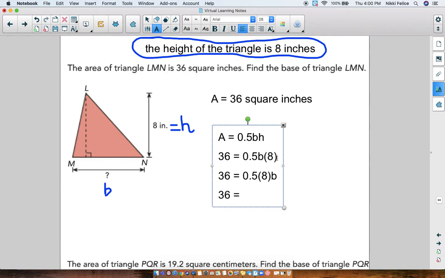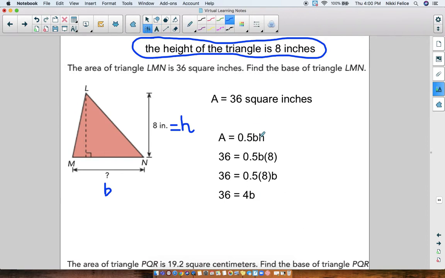So when you multiply 0.5 times 8, we're doing what's half of 8? It's 4. So 0.5 times 8 equals 4. So all I did was combine these two. 0.5 times 8 is 4. Now I have a nice one-step equation here. So what do I do? I do the inverse operation. 36 divided by 4. And when you do that division, we know that answer is 9.